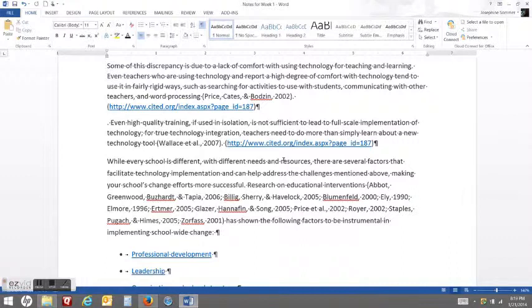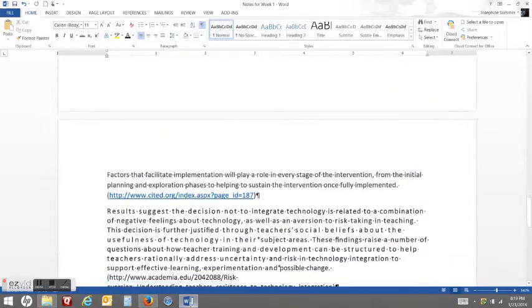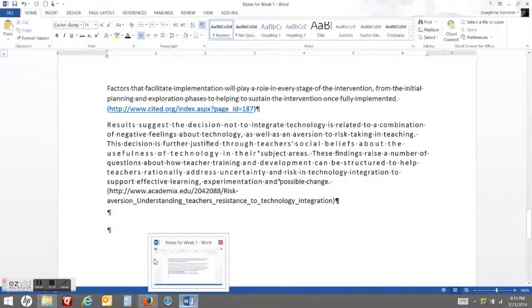Every school has different needs, resources, several factors. The success decisions not to integrate are related to a combination of negative feelings about technology. I think that's what the teachers with more than 20 years of experience are going to be facing, because they did it this way for a long period of time.